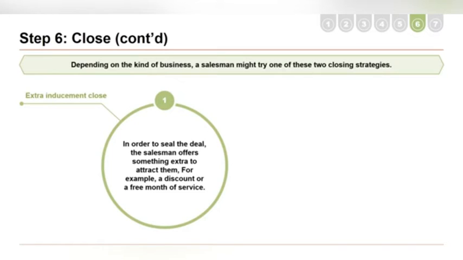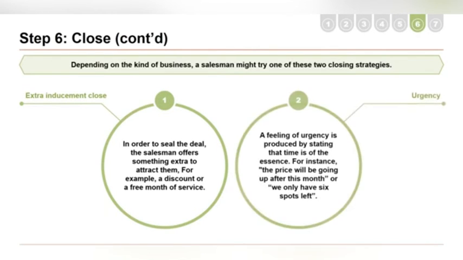Depending on the kind of business, a salesman might try one of these two closing strategies. First, the extra incentive close. In order to seal the deal, the salesman offers something extra to attract them, for example, a discount or a free month of service. Second one is urgency. A feeling of urgency is produced by stating that time is of the essence. For instance, the price will be going up after this month, or we only have 6 spots left.